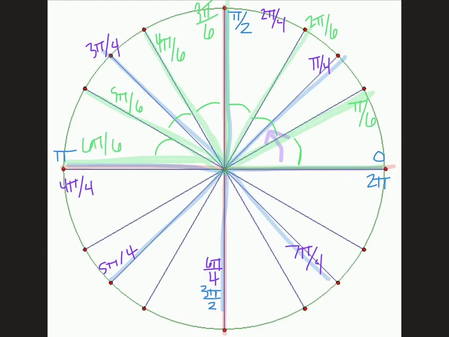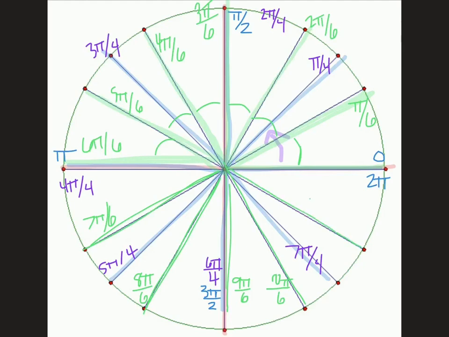And then I should keep going. So that means that this green line will be 7 pi over 6. This green line will be 8 pi over 6. Then this quadrantal angle is 9 pi over 6, which of course is the same thing as 3 pi over 2. That means this one must be 10 pi over 6. And this one must be 11 pi over 6. And then we end with 12 pi over 6, which is 2 pi.